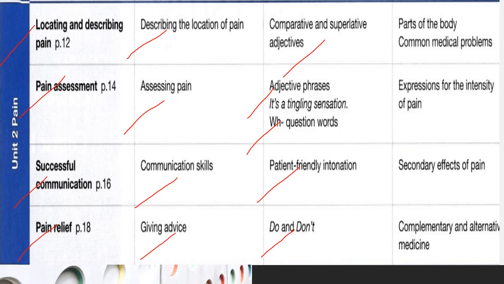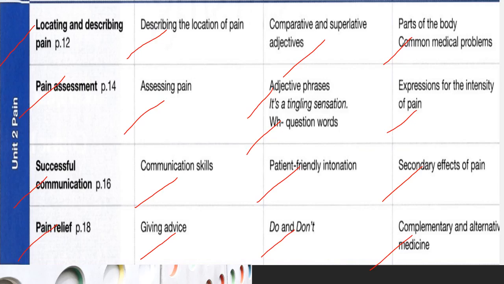about pain. In the last column, we are going to know more about the parts of the body and common medical problems. Also expressions for the intensity of pain. Intensity means the concentration or severity of pain. Also about secondary effects of pain. As you know, any pain in the human body may have primary effects and secondary effects on other parts of the body. We are going to learn more about this.